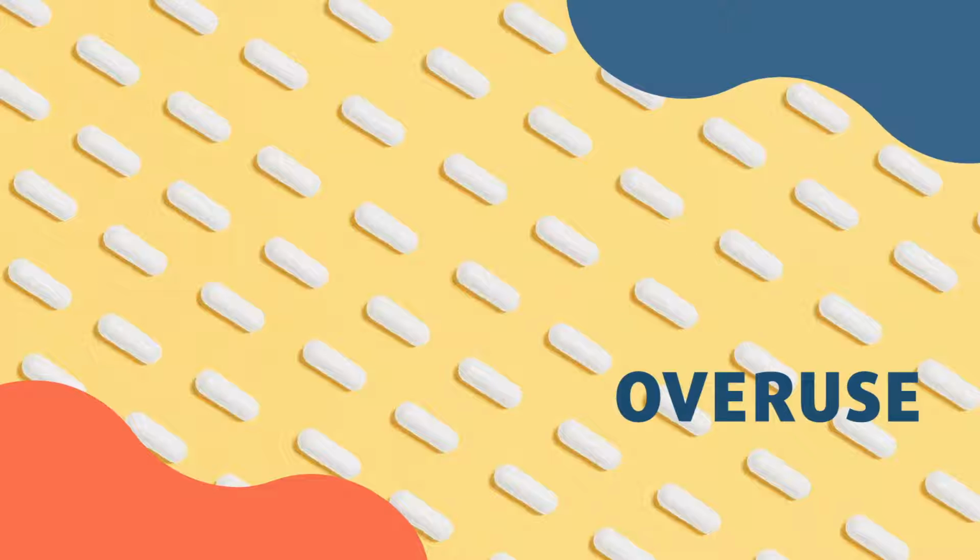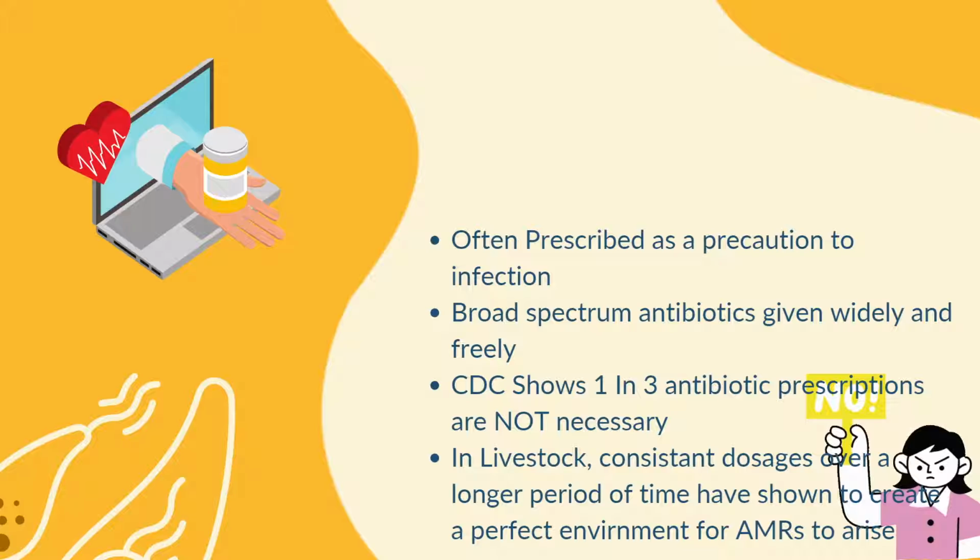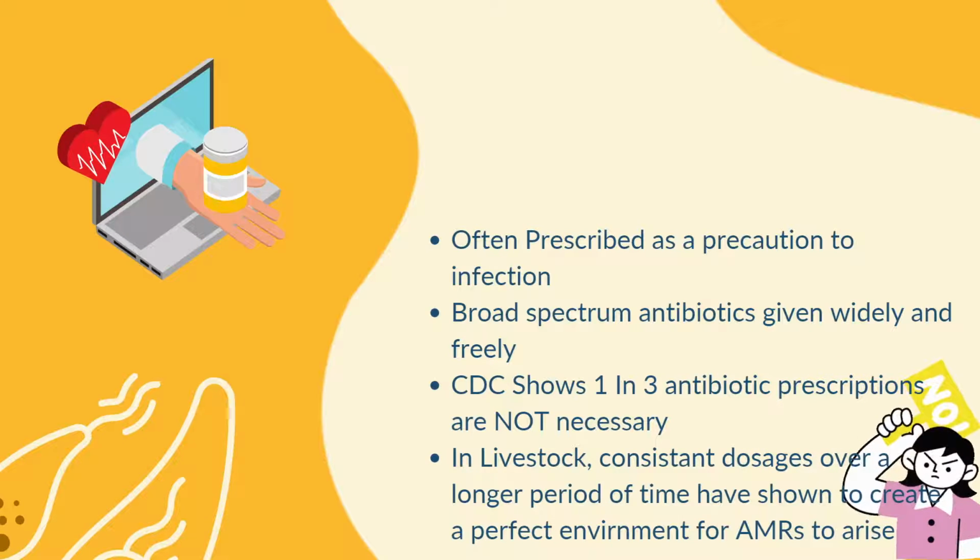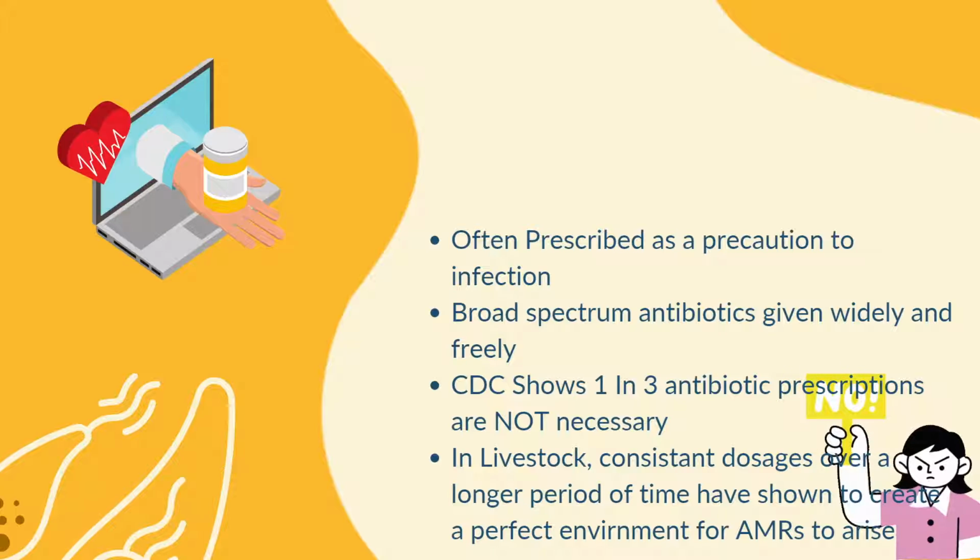So now we come to the topic of overuse and misuse. Antibiotics can be prescribed for a variety of reasons. Many times broad-spectrum antibiotics are prescribed as a precaution against infection or to inhibit the spread of bacterial infections. As stated earlier, for surgeries and similar procedures, antibiotics are usually widely given. The CDC reports that 1 in 3 antibiotic prescriptions given by doctors are not completely necessary, as patients generally come in with common symptoms and often get prescribed incorrect antibiotics for what they really have.